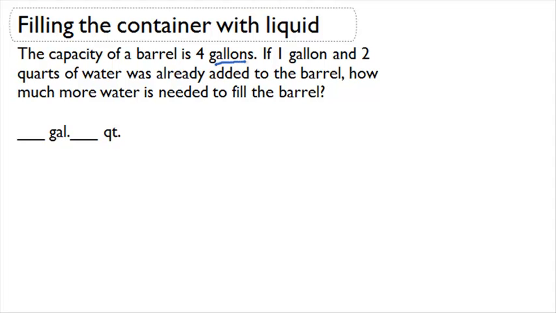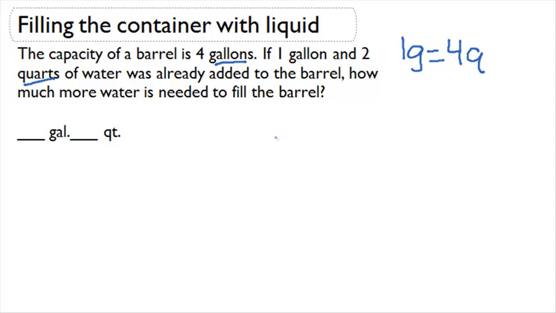Here we're dealing with gallons, and we're also dealing with some quarts. So we're going to need to know the formula that relates these two. 1 gallon is equal to 4 quarts. Now the first step I want to do here is to just get everything into the same units. Since quarts is our smaller unit, let's go with quarts.